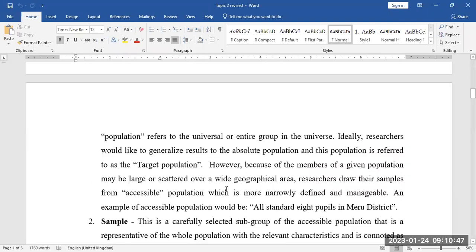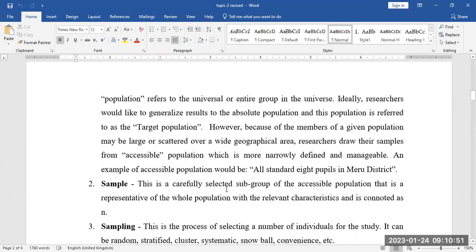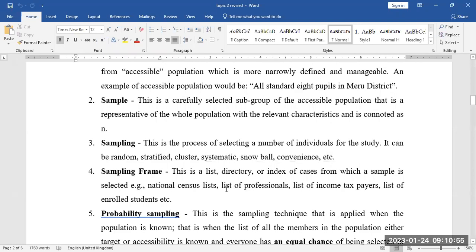Then the next one, I've given an example. It is explained there. We also have a sample. A sample is a subset of the population. It's a small portion that you take from the population. It's a carefully selected subgroup of the accessible population that is representative of the whole population. For example, we might have this class of mine, the research methods class. I might have 50 students in this class. As far as that class is concerned, the 50 students are the population of that particular class. I may decide to pick 5 students from the 50 students that will represent the total population. The sample that I pick, like 5 students from the total population of 50, is what we call a sample.